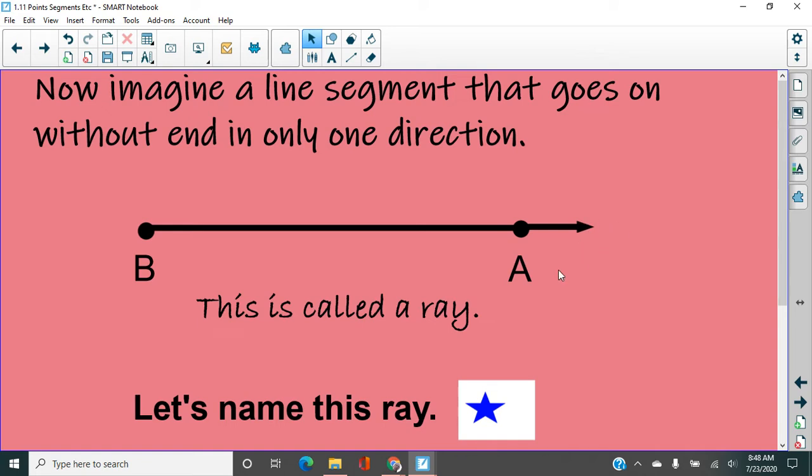I like to imagine it like the sun's rays, right? All of the rays of the sun start at the sun. They all have a start, but they never end. They keep going and going and going.